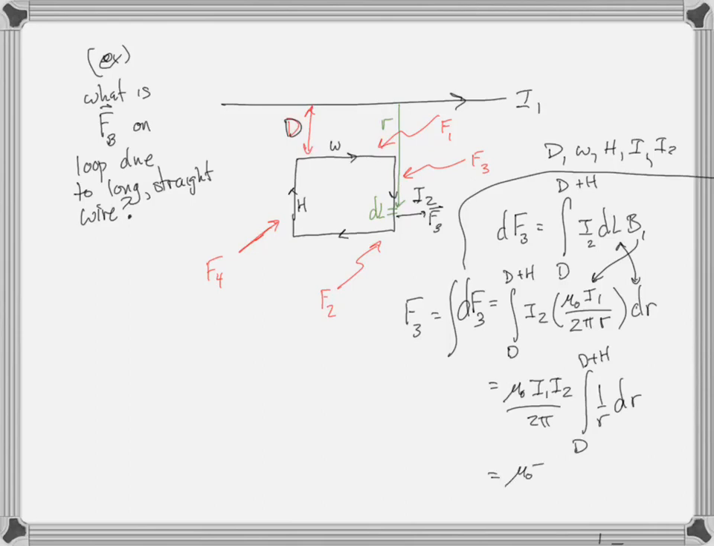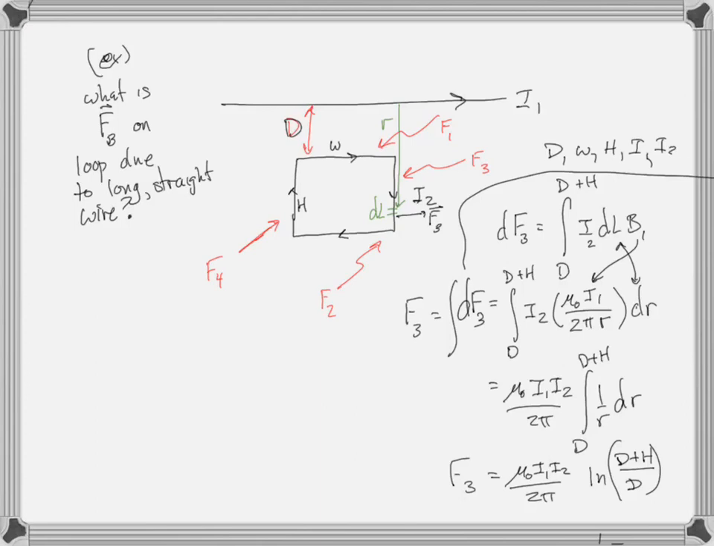You might remember from before, you should probably know that the integral of 1 over r is the natural log of r, and then when we plug in our limits, we're going to get the natural log of D plus H over D. Okay, so that is the actual force, not force per unit length, on the right side.